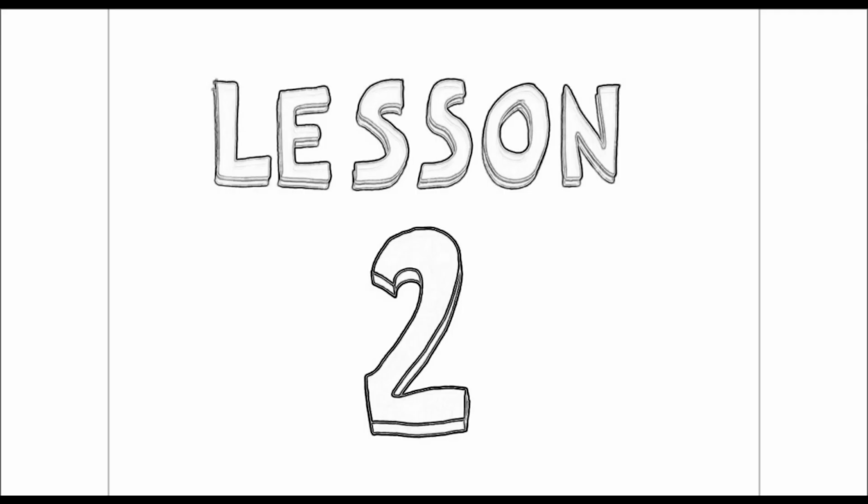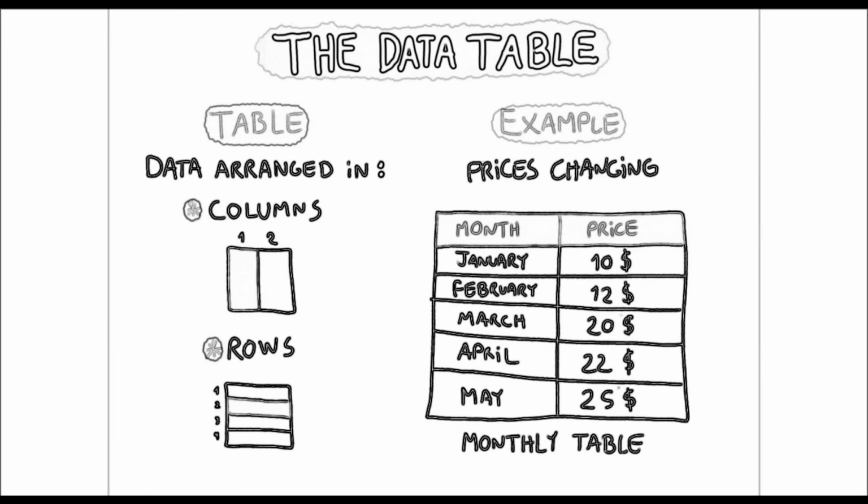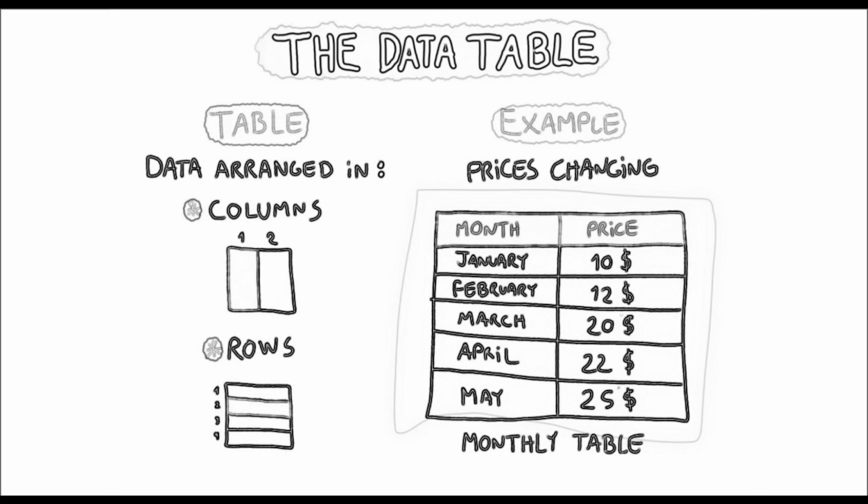Introduction to charts. So, the data table. What is it? It's data arranged in columns, which are vertical, up and down, and rows, horizontal, left and right. This one, to the right side of the screen, is a data table. We have our two columns, month and price, and each item has one value inside each column. For example, in each row we have January, $10, February, $12.